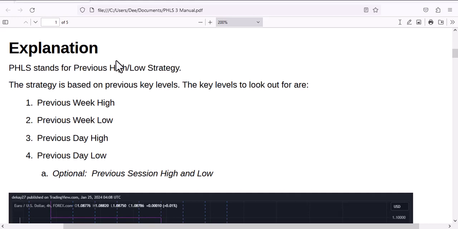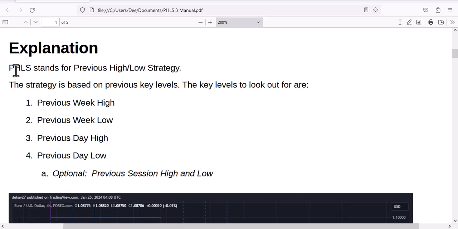All right, so this is a video explanation of the trade manual, and I'm just going to walk through, and then we do a bit of chart work, and we see where we go from there. So PHLS simply stands for previous high low strategy, right?